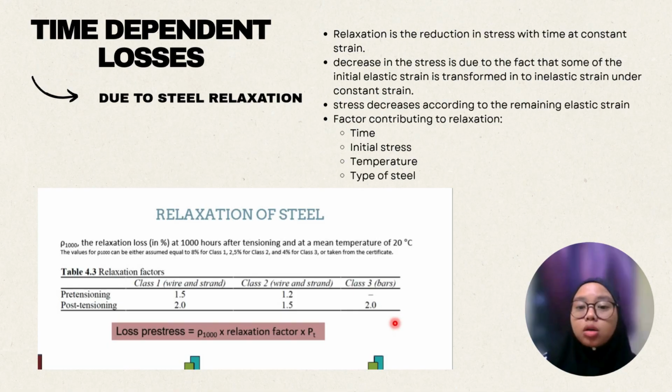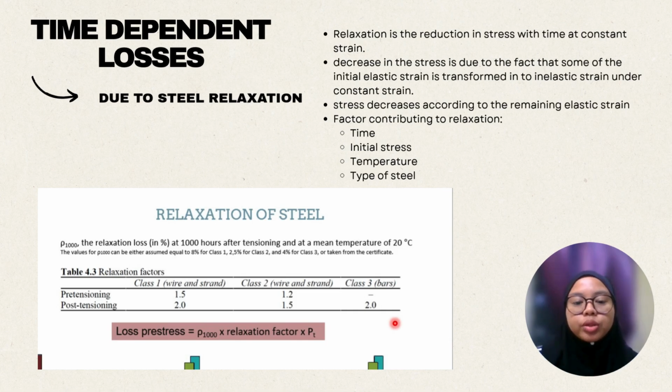The last one is time-dependent loss due to steel relaxation, where relaxation is the reduction in stress with time at constant strain. This decrease in stress is due to the fact that some of the initial elastic strain is transformed into inelastic strain under constant strain. Stress decreases according to the remaining elastic strain. The factors affecting relaxation are time, initial stress, temperature, and type of steel. Loss due to relaxation of steel is usually about 70% of the characteristic strength, and the losses are about 4 to 10% of pre-stress force after the transfer.